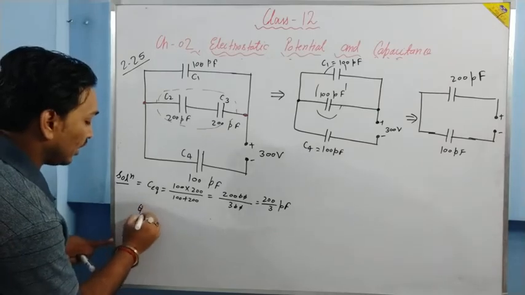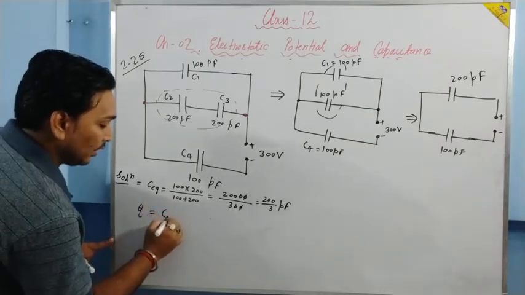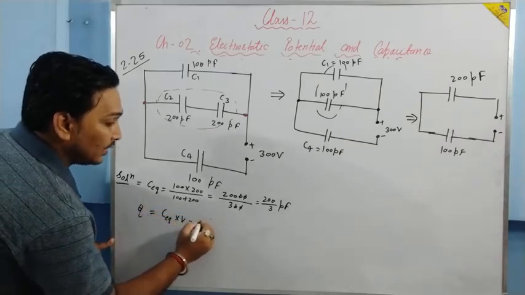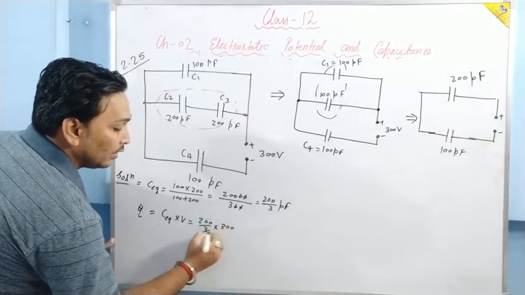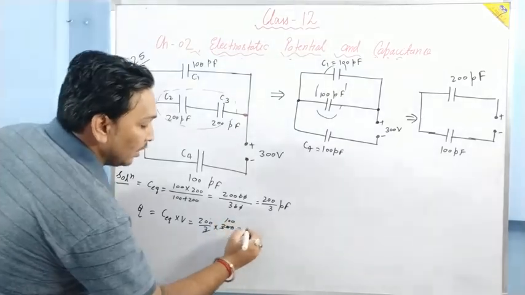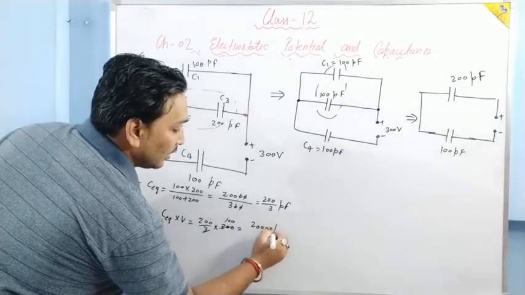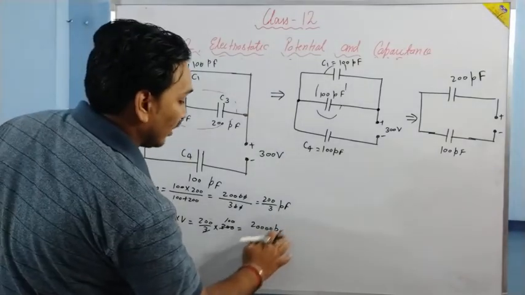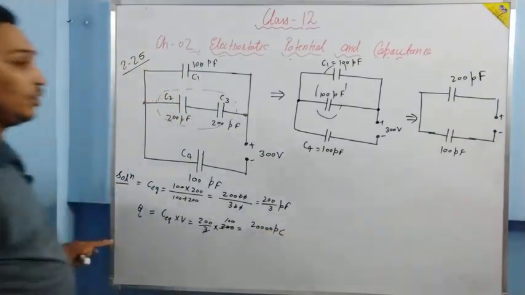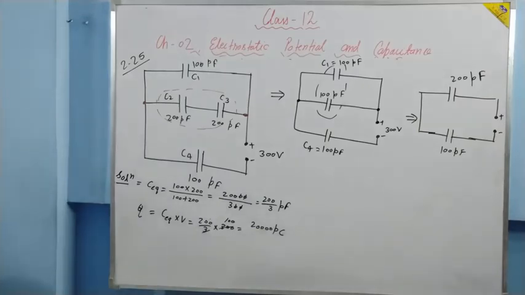Now total charge will be C equivalent into voltage. C equivalent is 200 by 3 and the voltage is 300. 3 will cut 300 100 times. We are going to have 20,000 picocoulomb. Sorry, we are calculating charge. 20,000 picocoulomb. Now just try to understand what I am telling you.